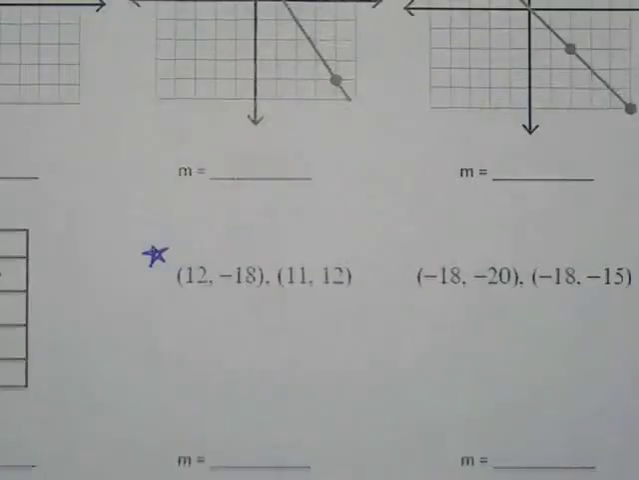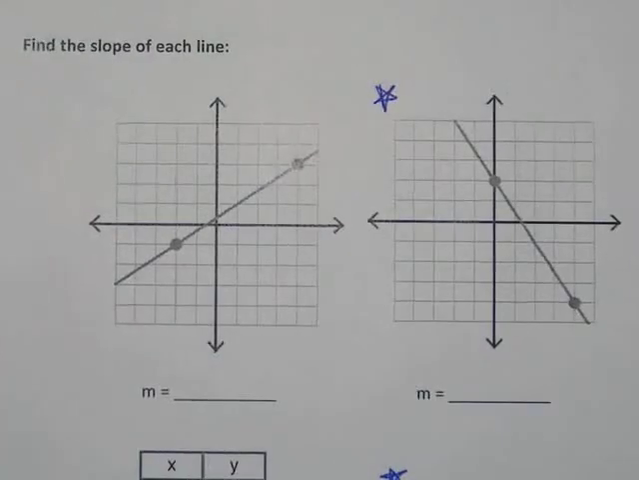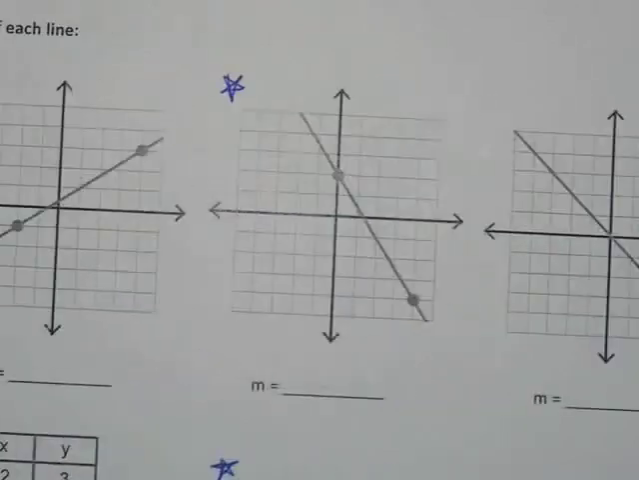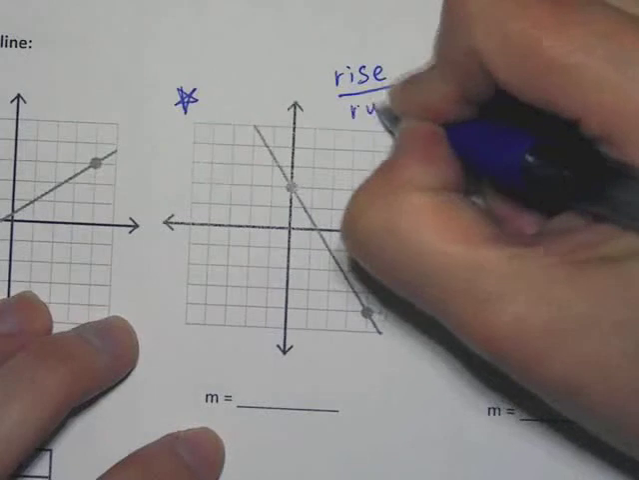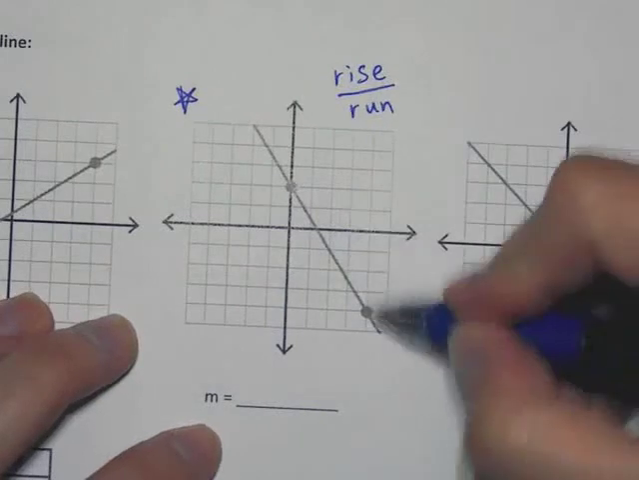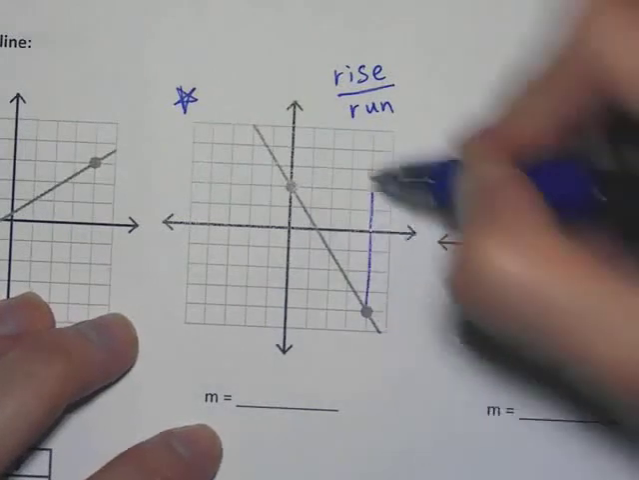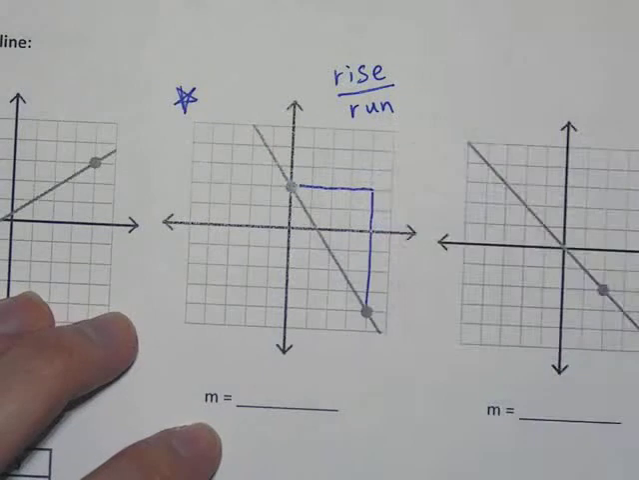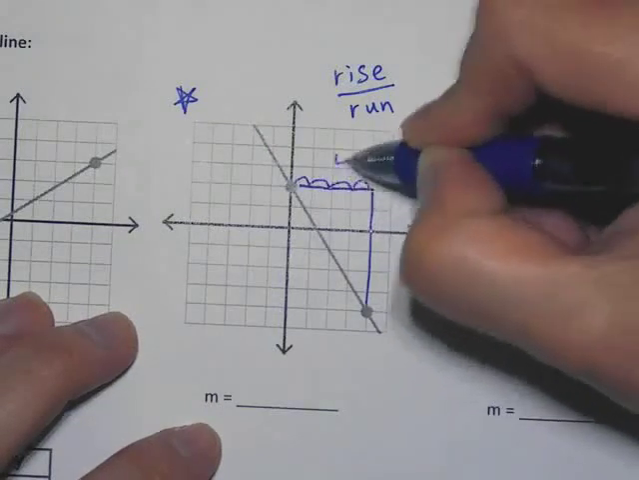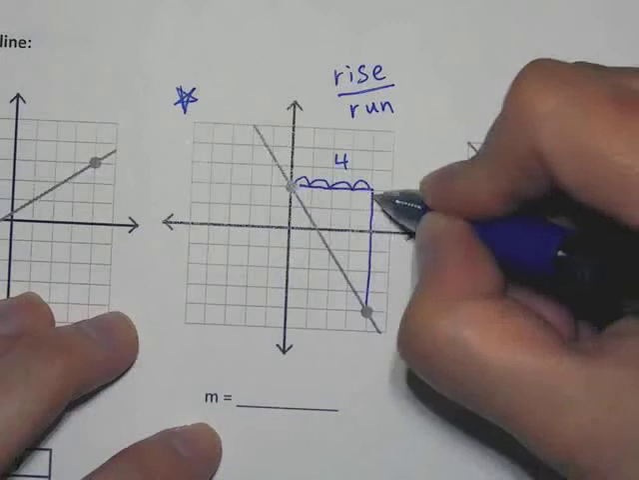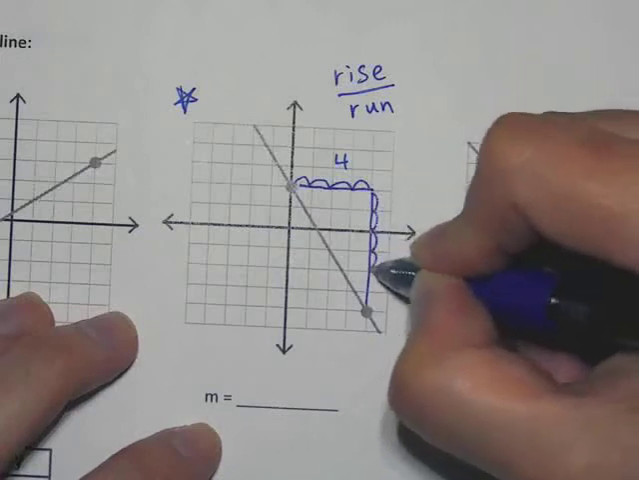Up at these top three problems, it says just to find the slope of each line. So really this whole page, all we're doing is finding the slope of each line. So we're given different things. When we're finding slope from a graph, we're thinking of slope as rise over run. So we find two good ordered pairs, and this is where we make our little triangle. I see that I go over 1, 2, 3, 4. And I go down 1, 2, 3, 4, 5, 6.